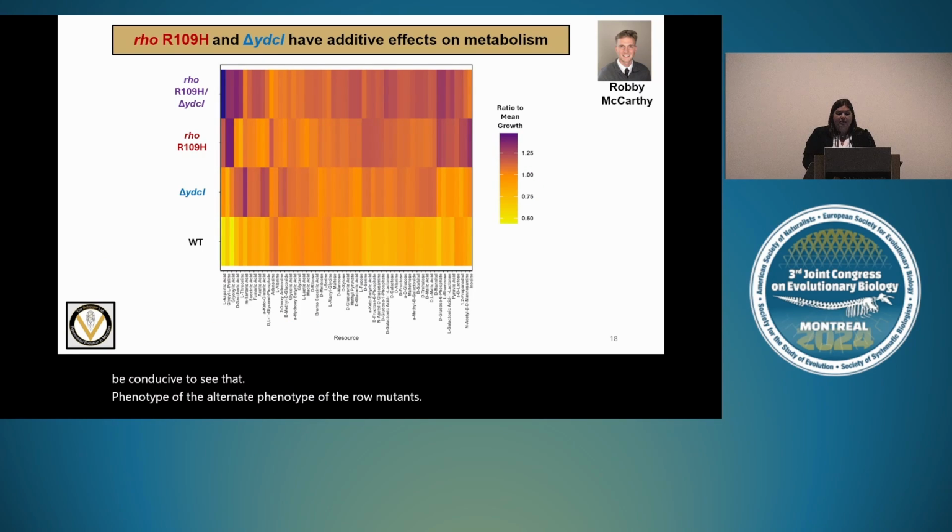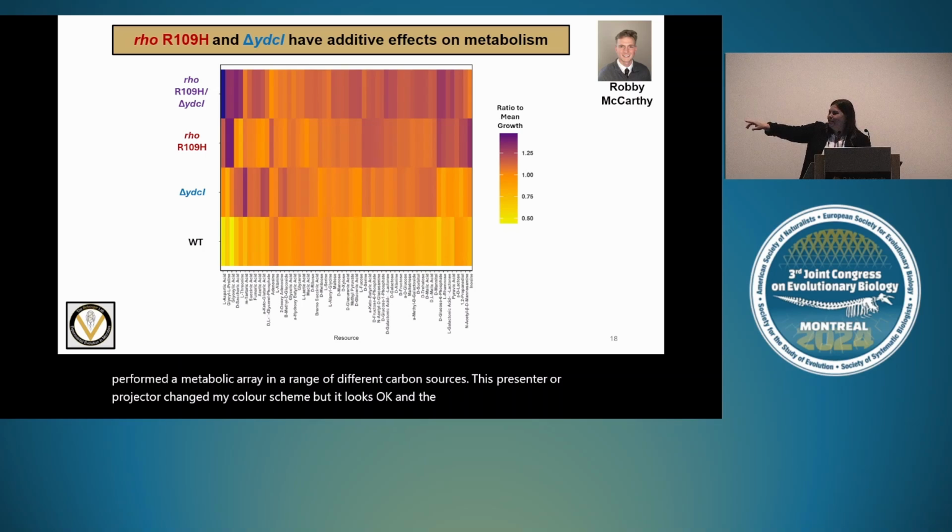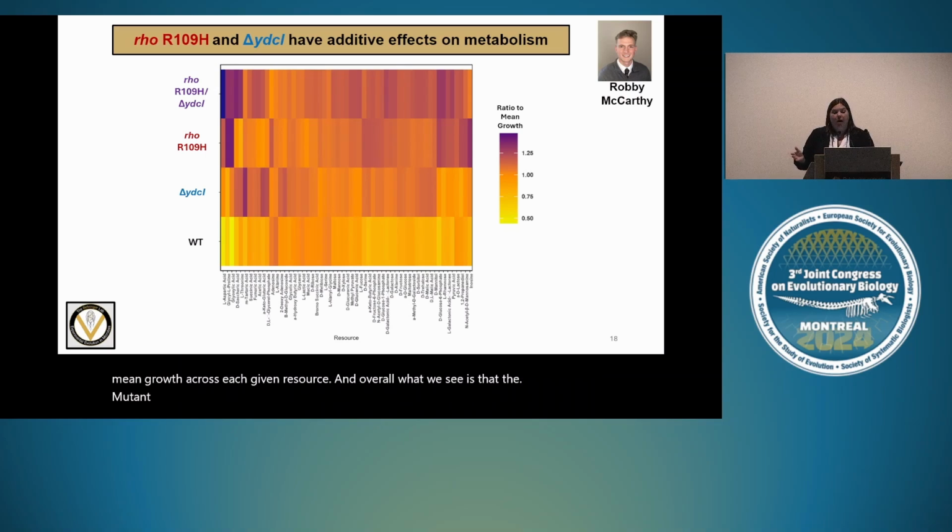Next we wanted to see how these mutations affected metabolism. To do this, we performed a metabolic array in a range of different carbon sources. This projector changed my color scheme, but it looks okay. The heat map represents ratio to mean growth across each given resource. And overall, what we see is that the mutant strains perform better than the wild type.